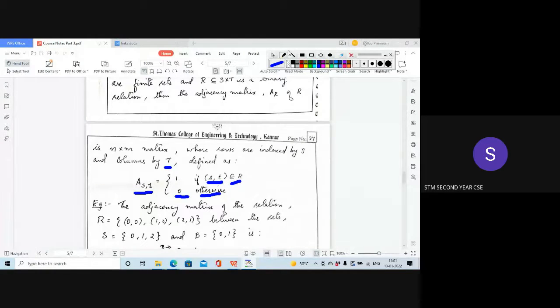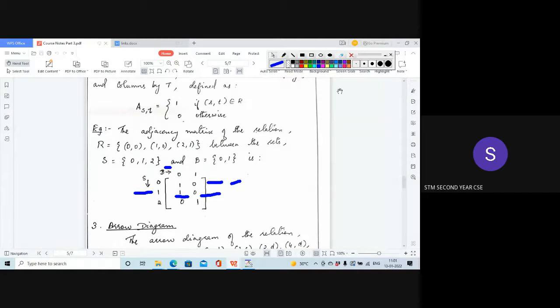So look at this adjacency matrix. Given a relation R, in the relation we have (0, 0), (1, 0), and (2, 1). And S is {0, 1, 2}, and B is {0, 1}. So as rows, we have elements of S, and as columns, we have elements of B. So 0, 1, 2 forms the elements of S, and that forms the rows of the matrix. And the elements of B, the second set, 0 and 1, form the columns.